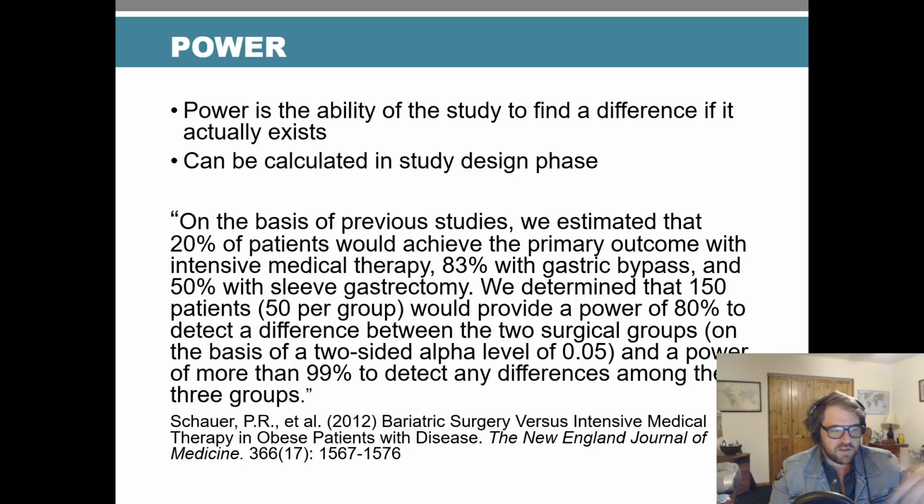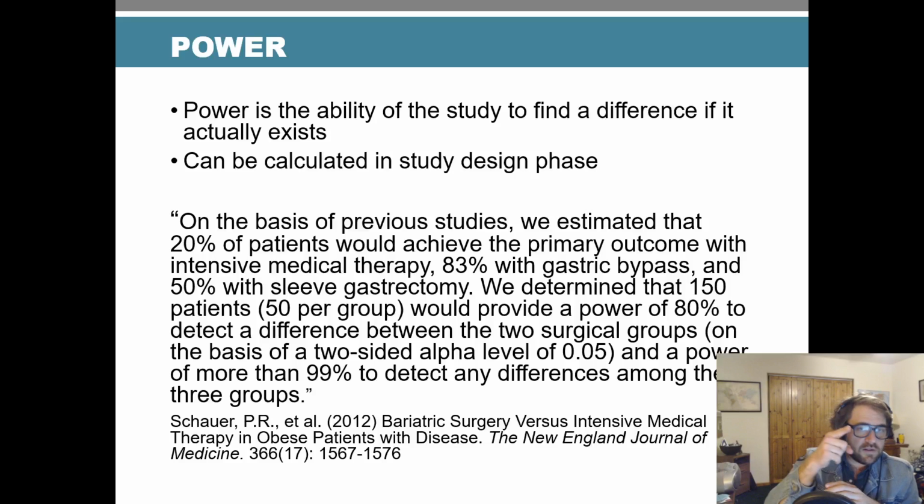On the basis of previous studies, we estimate that 20% of patients would achieve the primary outcome with intensive medical therapy, 83% with gastric bypass, and 50% with sleeve gastrectomy. We determined that 150 patients, or 50 per group, because we just talked about 3 groups, would provide a power of 80% to detect a difference between the 2 surgical groups, a power of more than 99% to detect any differences among the 3 groups.